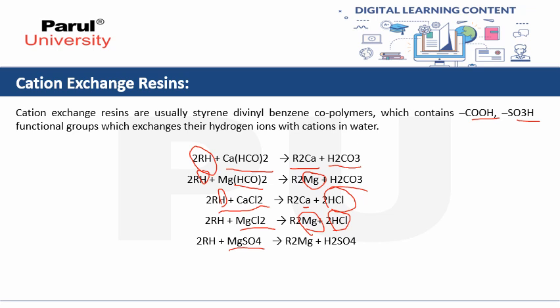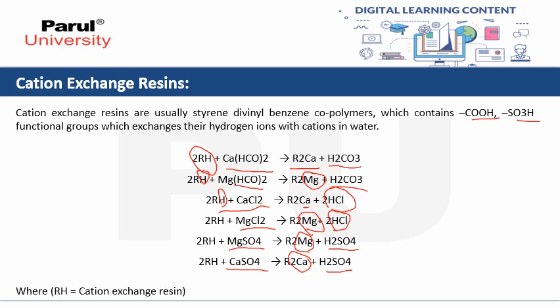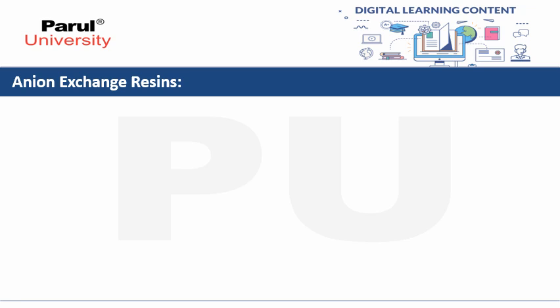If magnesium sulfate is present, it will react with the resin and the H plus ion again is replaced by the magnesium ion and the acid produced is H2SO4. If calcium sulfate is present, it will react with the resin and the hydrogen ion will be replaced by calcium ion and sulfuric acid is formed, where all these RH are the cation resin.